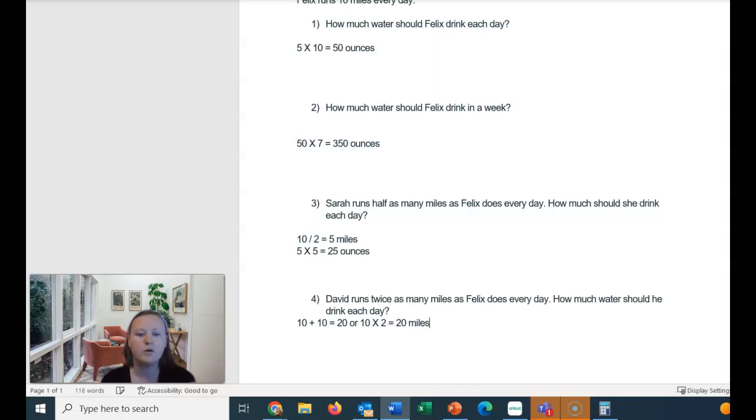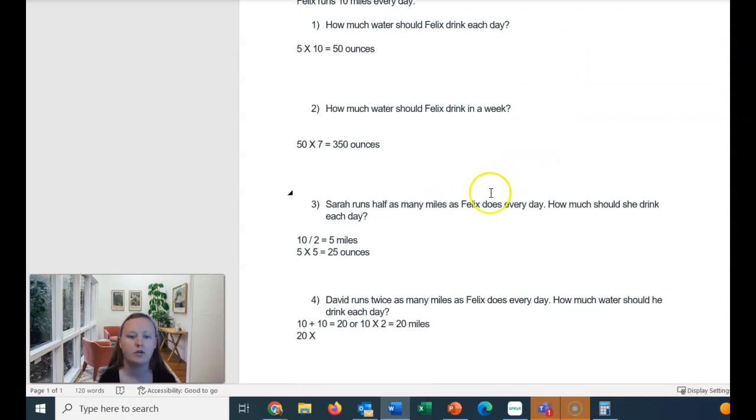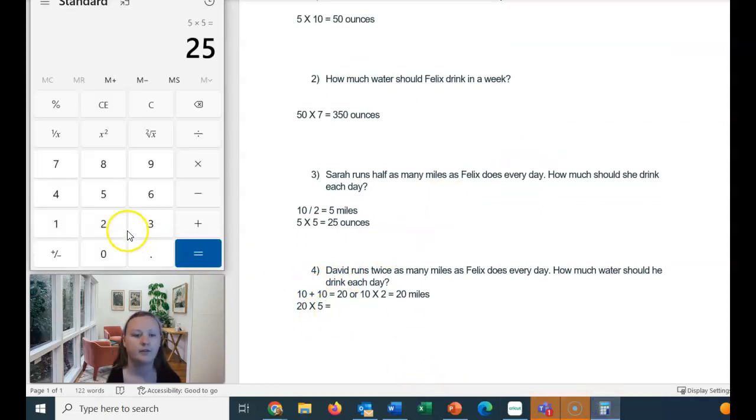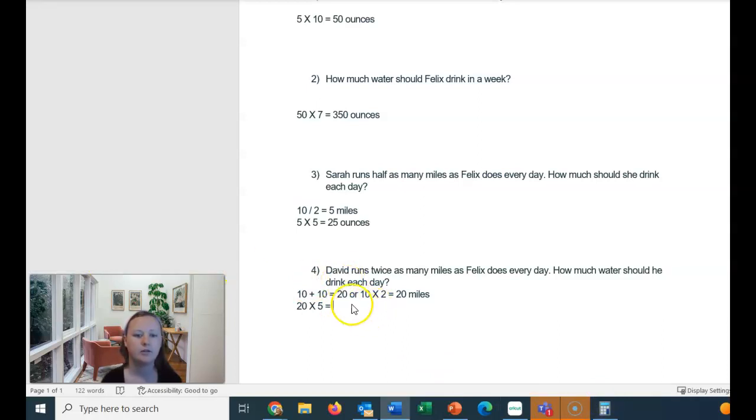So David runs 20 miles. How much water should he drink? 20 miles times, we said 5 ounces of water for each mile. So 20 times 5 equals, let's get our calculator, 20 miles times 5 ounces equals 100. So he should drink 100 ounces.